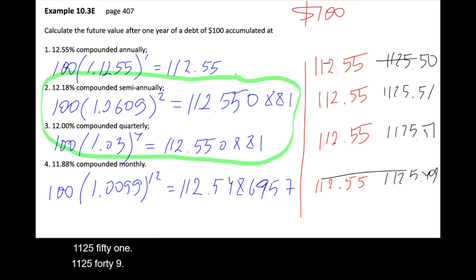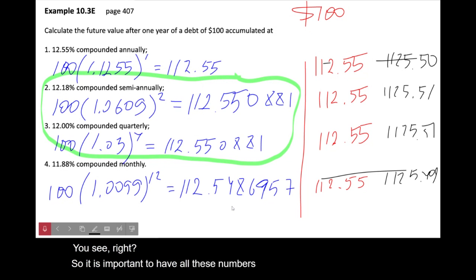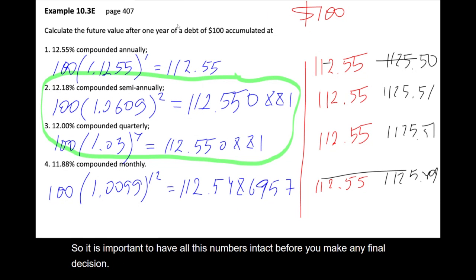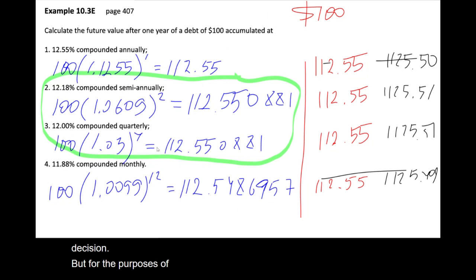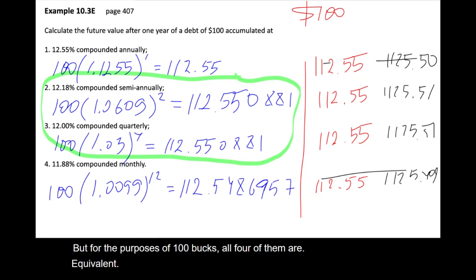So the first and last one already what? They're falling aside, falling to the side. You see, right? So it is important to have all these numbers intact before you make any final decision. But for the purposes of $100, all four of them are equivalent. Any questions?